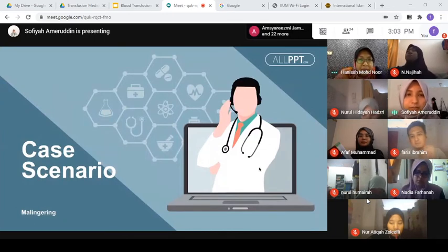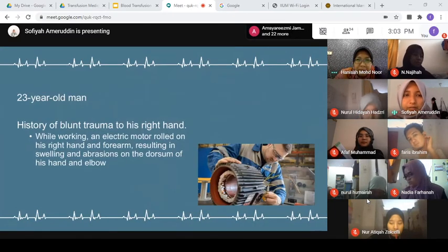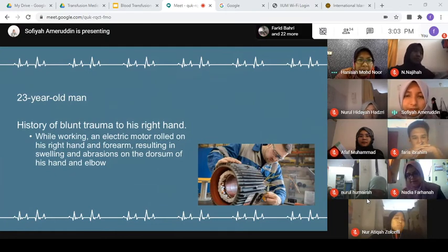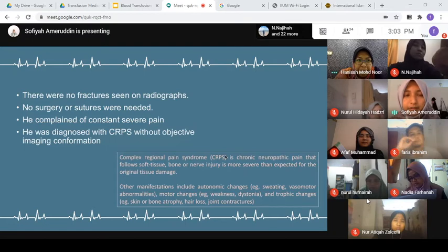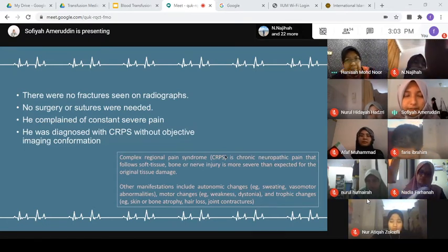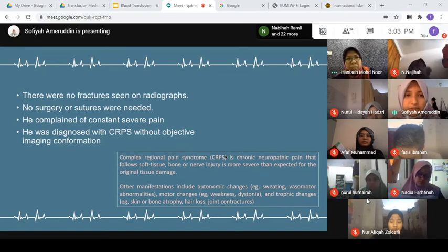Okay, so this is a 23-year-old man with a history of blunt trauma to his right hand. What happened was, while working, an electric motor rolled on his right hand and forearm, resulting in swelling and abrasion on the dorsum of his hand and elbow. So this occurred while he was working. However, during investigations, there were no fractures seen on the radiographs, and therefore no surgery or sutures were needed. However, he still complained of constant severe pain.